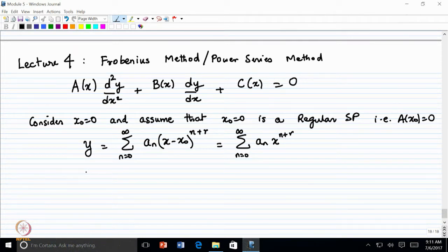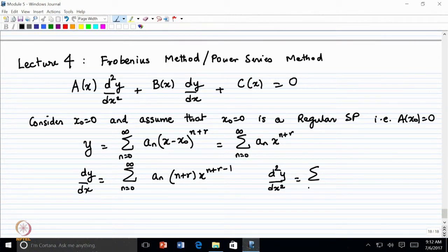So, you have this, and then we have to take dy by dx, because that appears in the differential equation, and this is sum over n equal to 0 to infinity a n times n plus r times x raised to n plus r minus 1. And d square y by dx square I can write as sum over n equal to 0 to infinity a n times n plus r times n plus r minus 1 times x raised to n plus r minus 2.